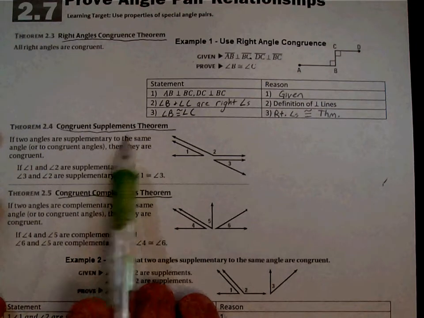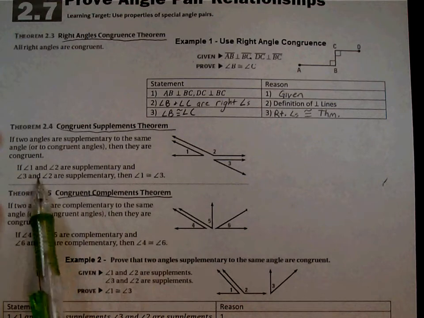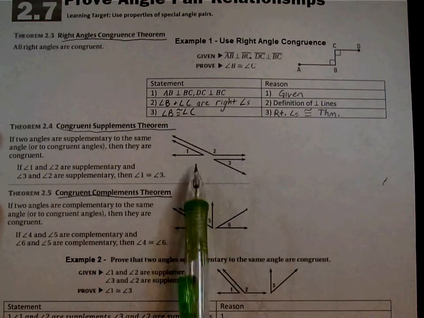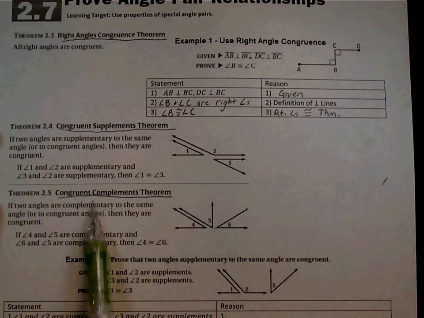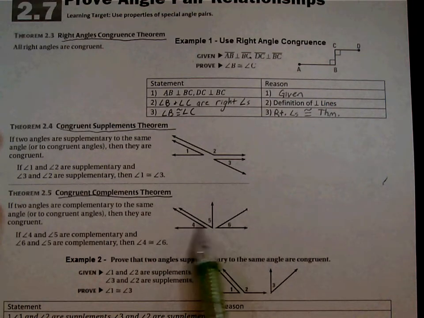Next theorem, congruent supplements theorem. It's a little bit like transitive but talking about supplements. If 1 and 2 are supplementary and 3 and 2 are supplementary, then I can conclude that 1 and 3 have to be congruent to each other. And the congruent complements theorem says if 4 and 5 are complements and 5 and 6 are complements, then 4 and 6 have to be congruent to each other.